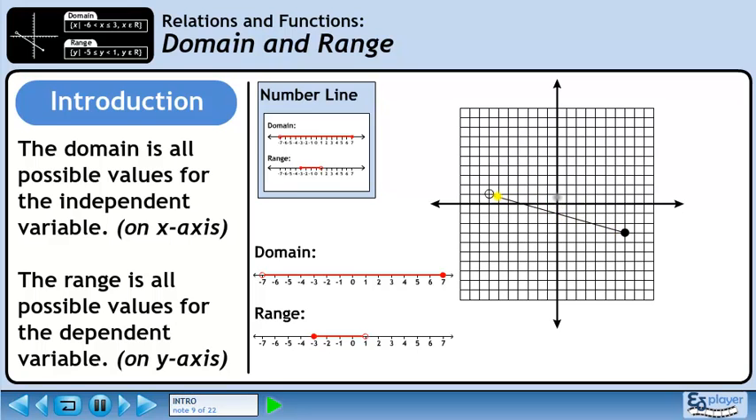Now we'll draw a second number line for the range. The bottommost value is -3 and the topmost value is 1. The range is represented on a number line by placing a closed circle at -3 and connecting a line to an open circle at 1.